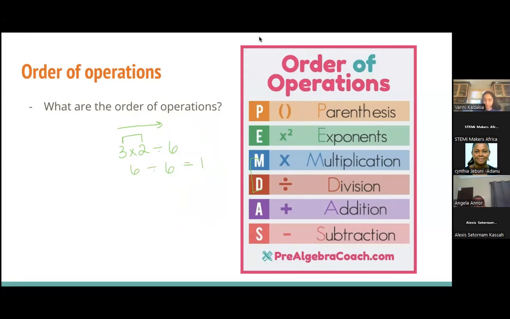And then if you were given an expression like 3 divided by 6 times 2, you'd first do 3 divided by 6, which would give you 1/2, times 2, which would give you 1. And then same thing applies for addition and subtraction. It's basically whatever you see first, you do first. Does that make sense to everyone? Okay. Then we'll move on.